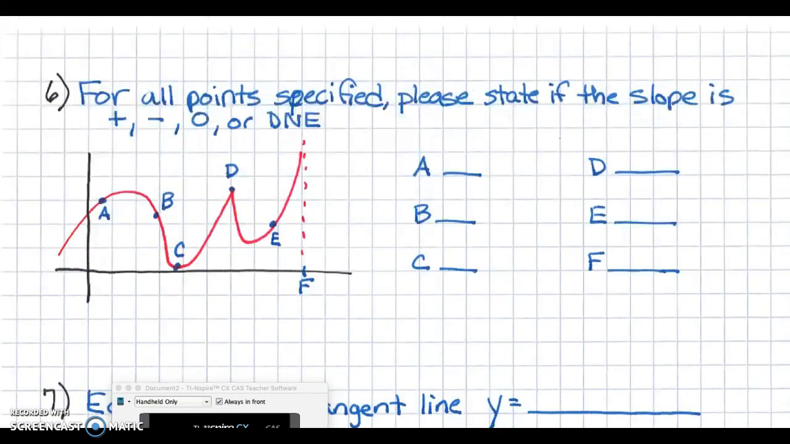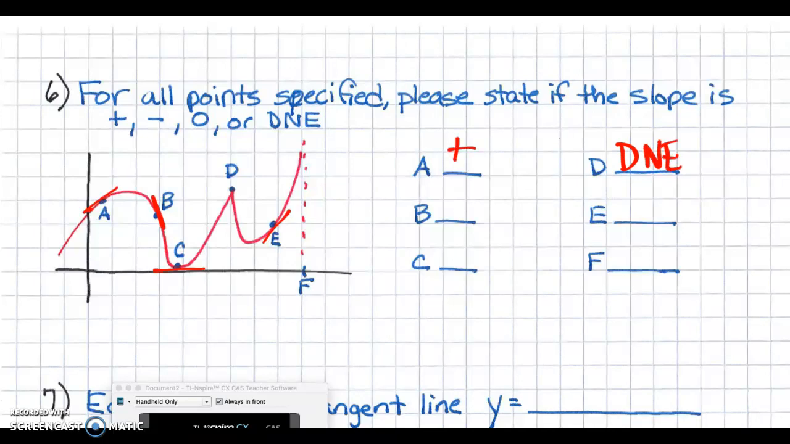For all points specified, state the slope is positive, negative, 0, or does not exist. And we're just going to draw tangent lines at each of those spots. Tangent, tangent, tangent, tangent. Uh-oh, there's a cusp. I can't draw a tangent because there's not just one tangent. There's a bunch of them. At cusps, there is no derivative. So at D, the slope does not exist.